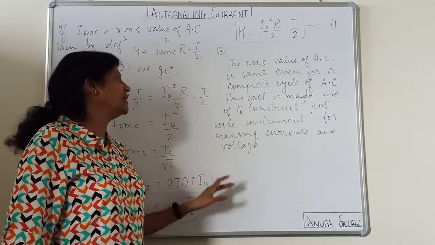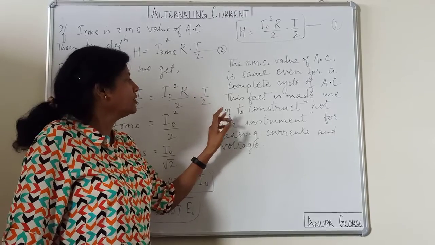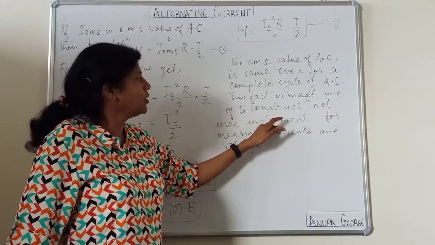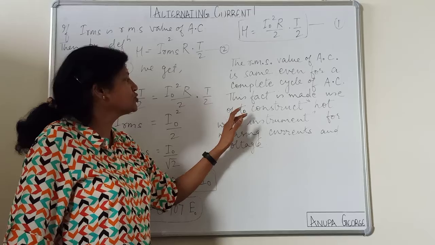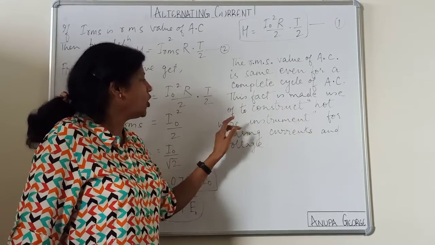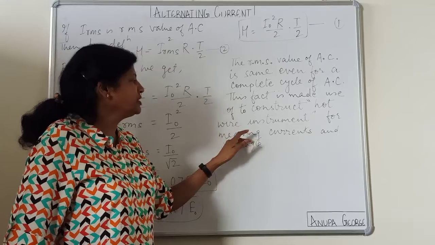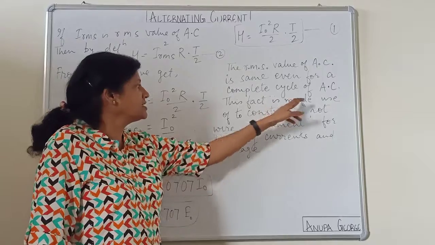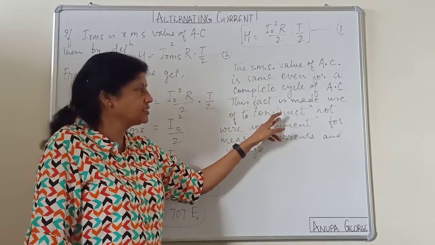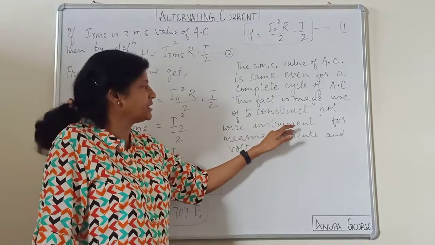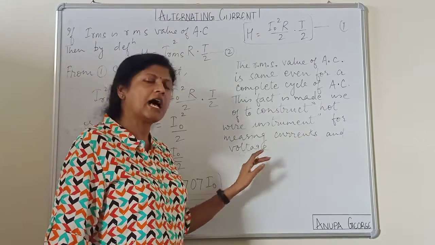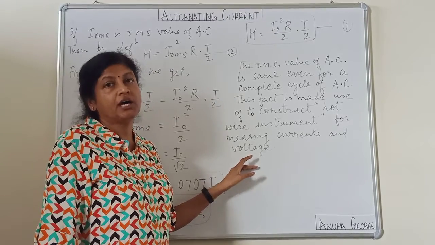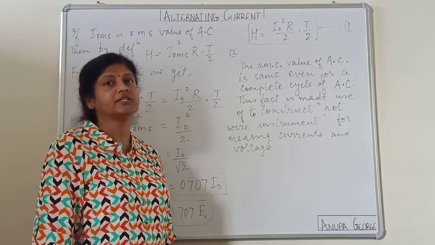This fact is made use of to construct hot wire instrument for measuring currents and voltage. AC ammeters are used to measure RMS value of alternating current.